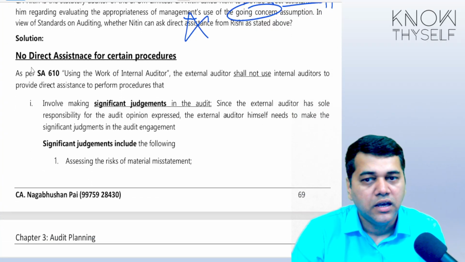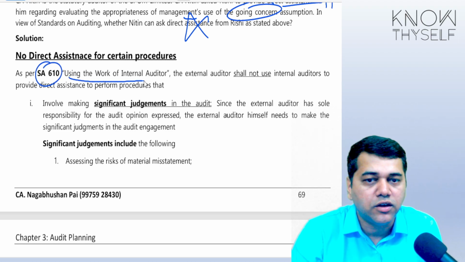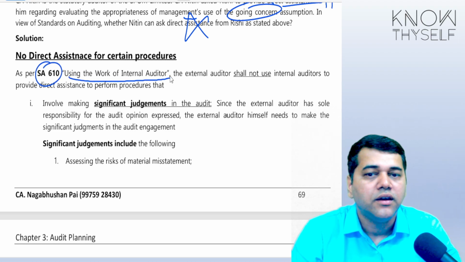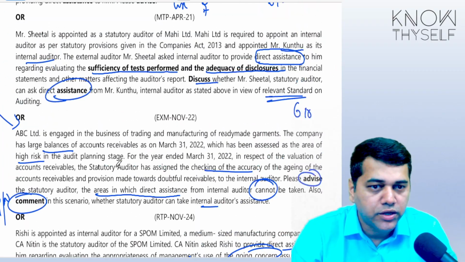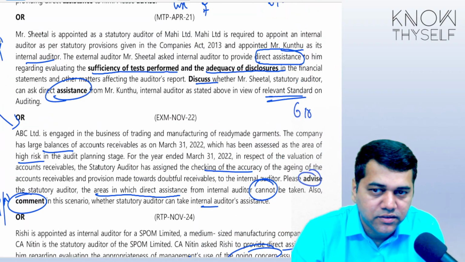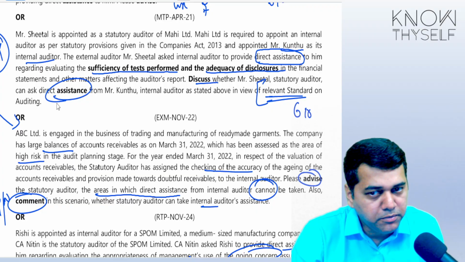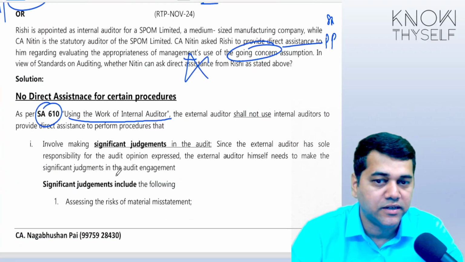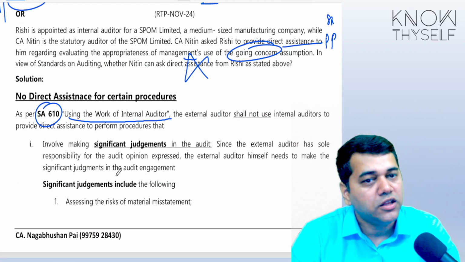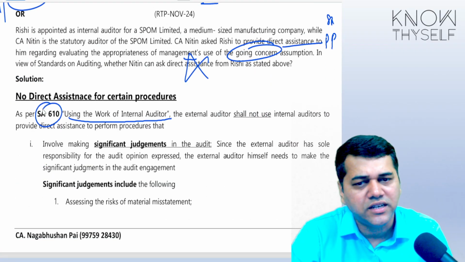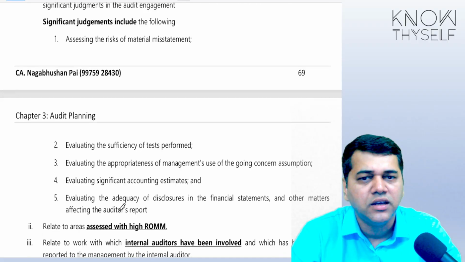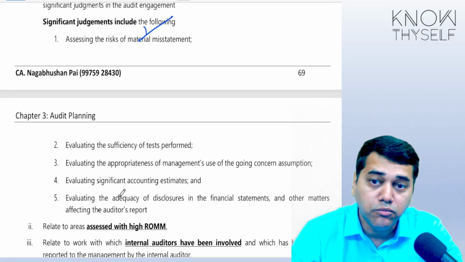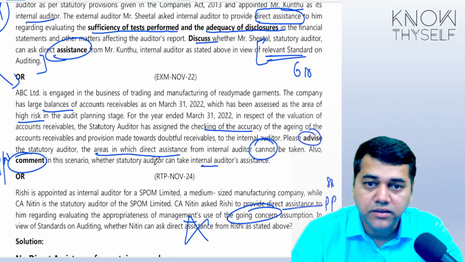So first thing, SA 610, Using the Work of Internal Auditors. Okay. For which question are you going to write? You are going to write only for this. No, you write for everything, but this may fetch you marks among all the 4 questions because they said relevant standard. Second, what are the factors you consider? You start with: the standard involves significant judgments in assessing the risk. One more thing. Have I marked it as important?